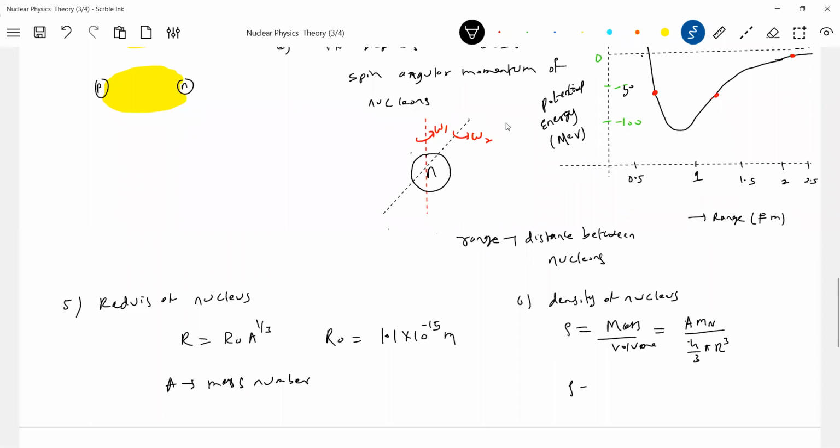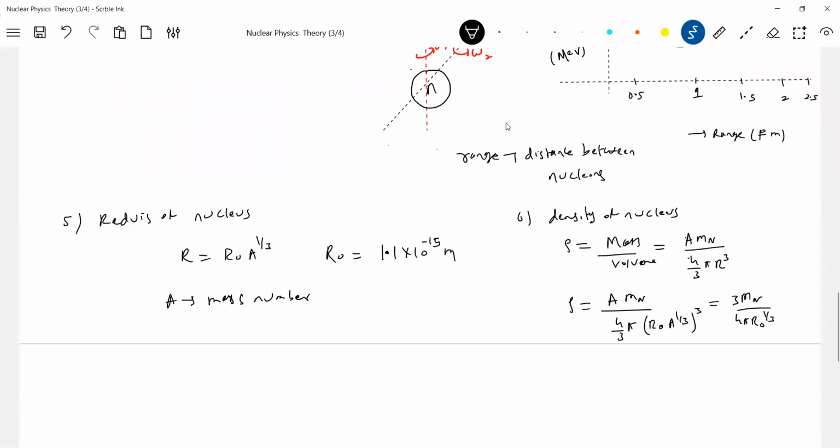So when you substitute this, A, Mn, 4 by 3 pi, and R cube is R naught cubed A, everything will become 3 Mn by 4 pi R naught cube. All these are constant, no? So therefore, almost all nuclei will have the same density. So shall we put that the density of the nucleus is independent of mass number?